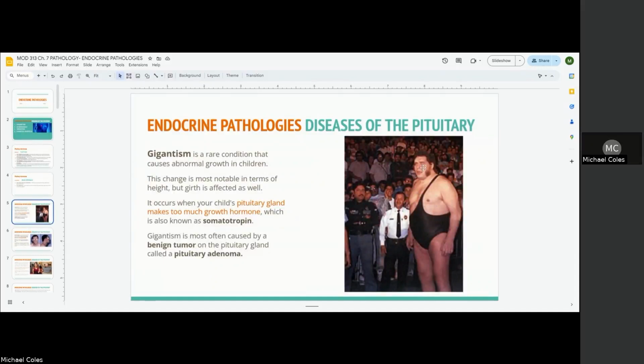Gigantism, Andre the Giant. He's huge, right? So as a child, his pituitary gland secreted too much growth hormone, and this hormone caused him to grow excessively through childhood. So, the more time you have to grow, the bigger you're going to get, right? So this is usually from a tumor in the gland, causing it to not function normally, right? So there's an excessive overproduction of this hormone, or upregulation of this hormone.